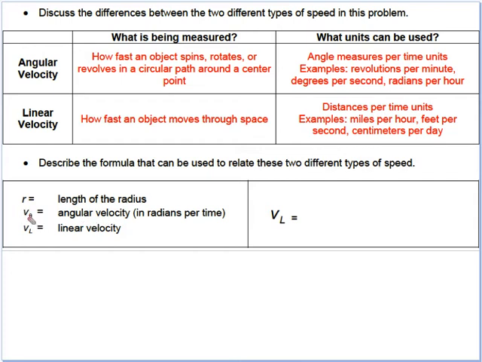Let's look at the notation for velocity. V sub theta is how you notate angular velocity, and v sub L is linear velocity. The r is the length of the radius. If you're looking for angular velocity, your angle has to be in radians. So if you are given degrees, you need to convert into radians and then divide by the units of time, whether minutes or seconds.